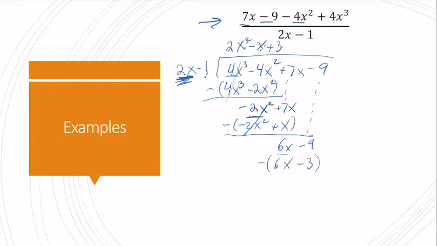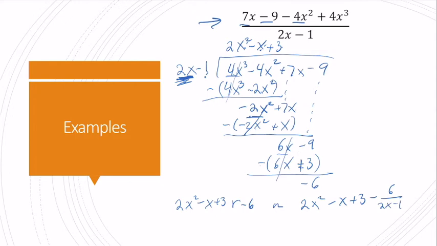I go ahead and subtract this. My first terms cancel. Negative 9 minus a negative 3, that's going to be a positive 3. So negative 9 plus 3 is going to give me negative 6. So I get 2x squared minus x plus 3, r for remainder negative 6, or 2x squared minus x plus 3 minus 6 over 2x minus 1. Both these statements are equivalent.